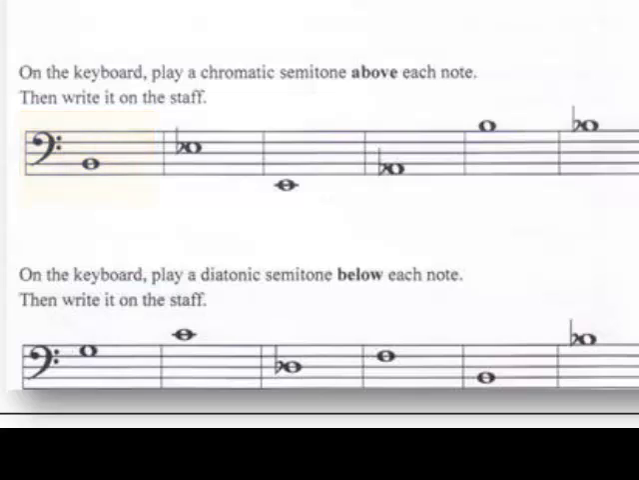Number 24, you're going to play a diatonic semitone below each note. Remember that that means that it's going to have a different letter name and it's going to be one note lower than what's given.